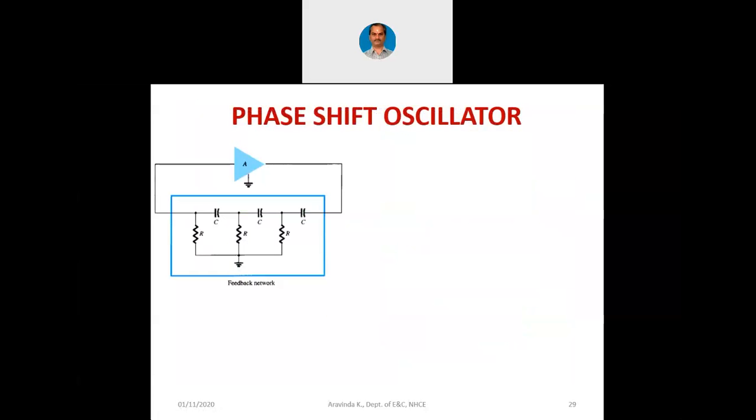So let us discuss the first oscillator called the phase shift oscillator. You can see an amplifier here, then you have a CR, CR, CR. There's a feedback network. Now, each CR is going to produce 60 degrees. Together, totally it is going to produce 180 degrees. That is the idea here.